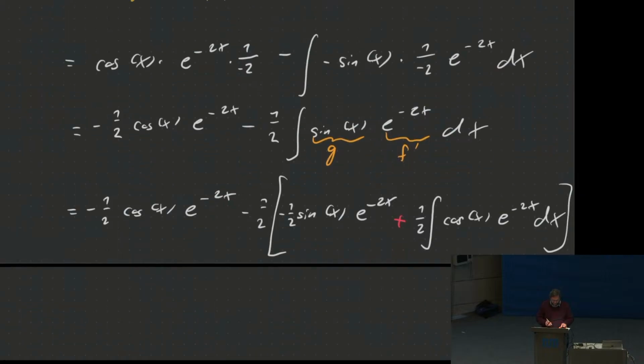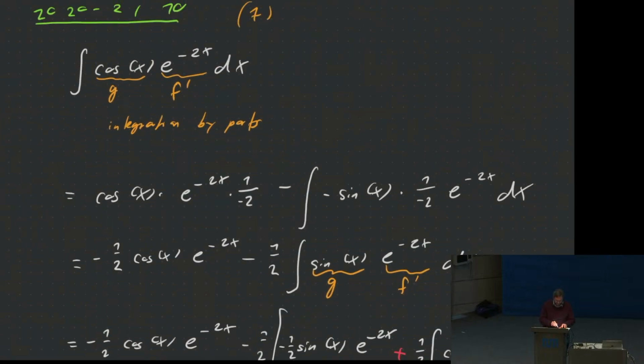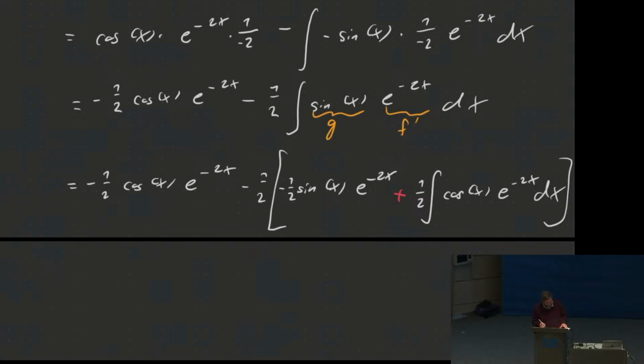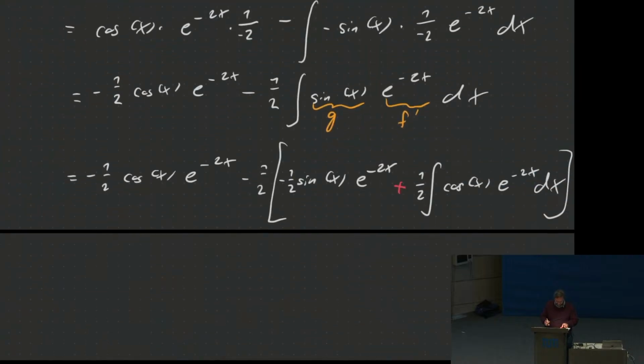So that looks better. This integral here is the very same as this. And we just need to make sure that we can actually solve for that and keep it. So how do we do that? Well, let's see. We have this integral here. And here we have minus 1 over 2 times 1 over 2, the integral. So altogether, that's a minus 1/4.